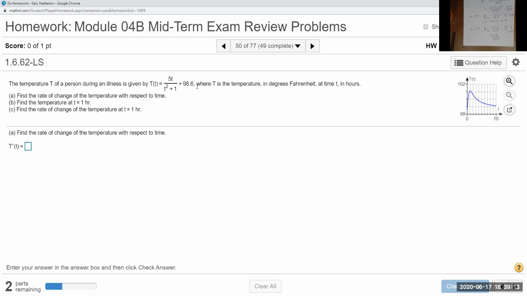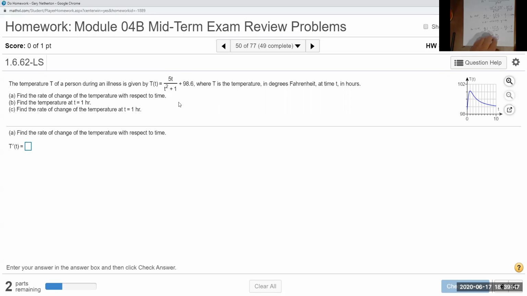So I'm going to write down this equation. So it looks like in part A, find the rate of change. And we're going to take the derivative of this large T with respect to small t. The second part, we're actually just going to find the temperature at 1 hour. So we're going to plug 1 in for t and find the temperature. And then the rate of change at 1 hour. So we've got 2 things going on here. Here's the equation for the person's temperature. But they also want to know how the temperature is changing with respect to time.